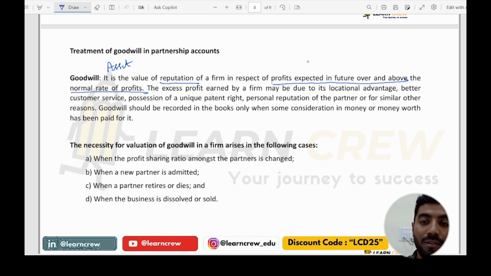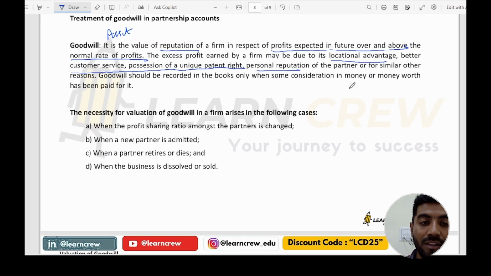Why does goodwill come? Because of the location advantage, better customer service, possession of a unique patent right, personal reputation. All of these things might lead to goodwill. Then, what are the reasons? The necessity for valuation of goodwill in a firm arises in the following cases. We have 4 cases when goodwill arises.